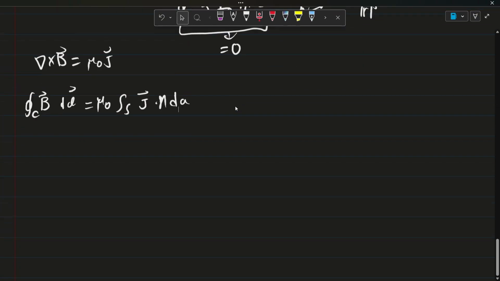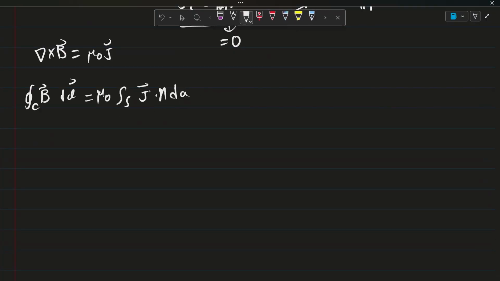What you would notice here is that on the right-hand side, j vector dot n dA is just the current. So you could rewrite this as mu 0 I is equal to the closed line integral of B vector dot dl vector. It's basically the same thing. And this is Ampere's law. Ampere's law will provide you with a much easier method to compute the magnetic induction. The cards shown at the top basically show you the solution of the magnetic field of a solenoid by using Ampere's law instead of using Biot-Savart.